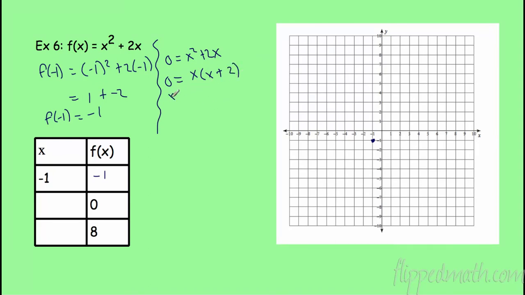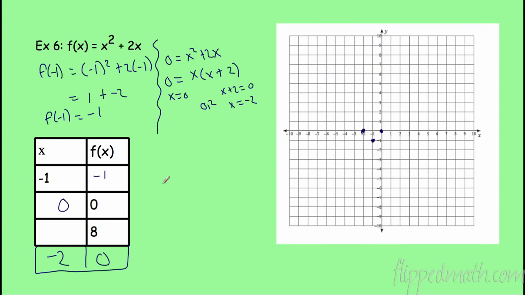Two answers, right? So x could be 0, or x plus 2 could be 0, which means x would equal, subtract 2, negative 2. So we have two answers on this one. Oh, so I'm going to make another little thing on my table here. For 0, I could have two answers. I could have 0, 0, or I could have 0, negative 2. So let's plot that. 0, 0 is right here, or 0, negative 2, or negative 2, 0 is right here.